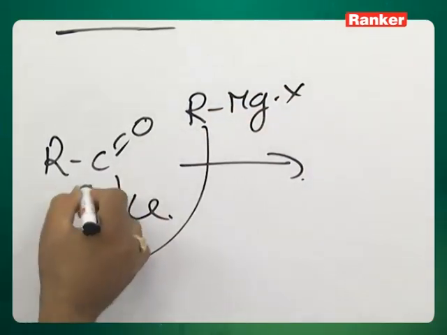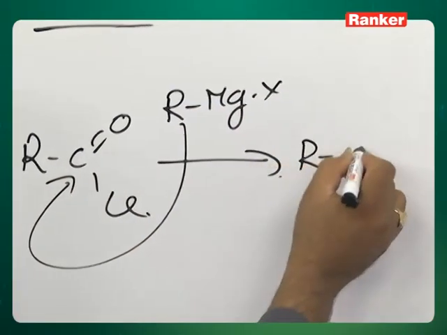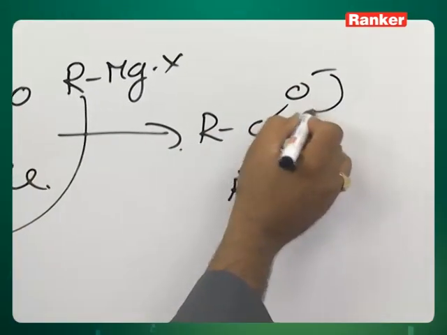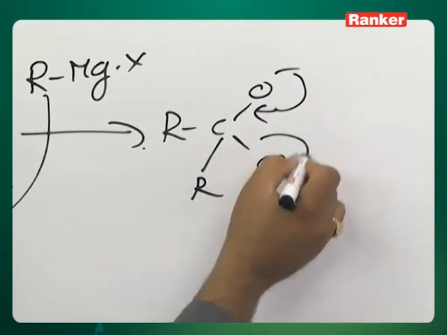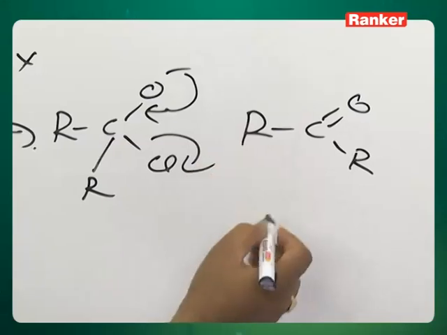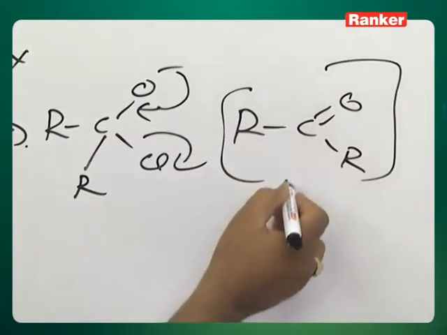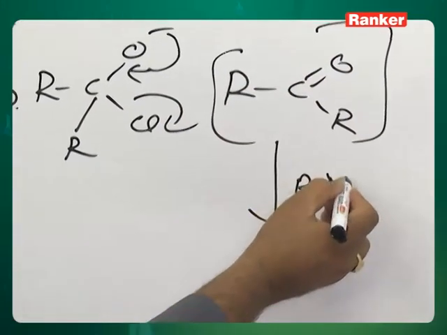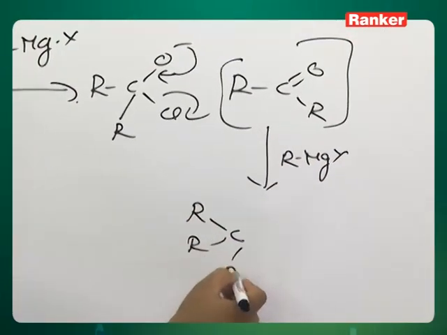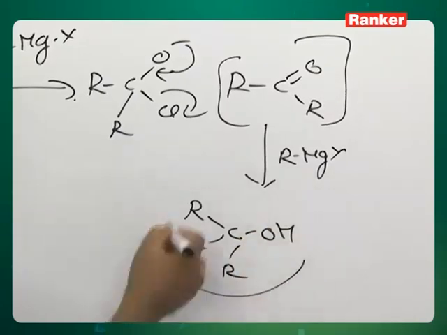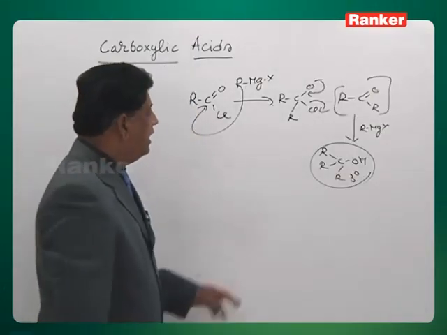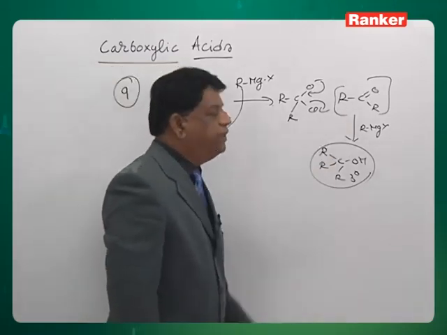RMgX reacts twice. You will get an RCO minus and R is generated. When the O minus comes back, the Cl goes out and you will get a ketone. So we think this must be the reaction, but the ketone once again reacts with RMgX, and what you will get finally, after acidification, is a tertiary, 3-degree alcohol, isn't it? That's not what we want. We want to stop the reaction here.